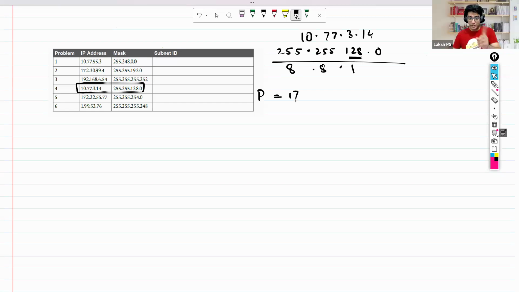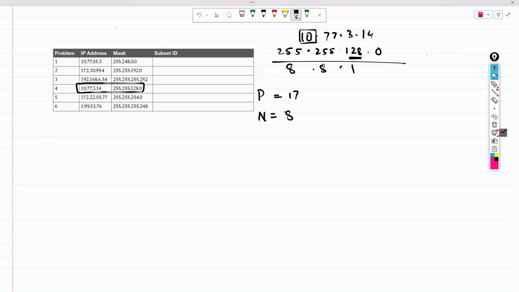Okay. So total number of ones is 17. Now, if we have total number of ones as 17, next is the network bits. How many network bits are there? This is a Class A IP address. So we have 8 network bits.